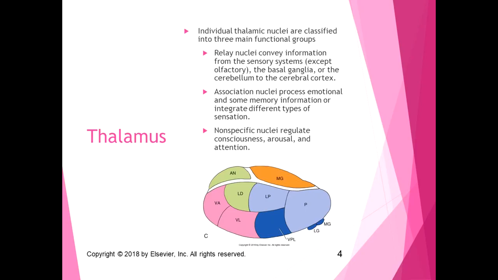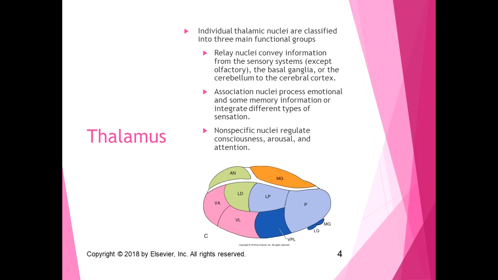So the thalamus itself, they're individual groups of thalamic nuclei. There's three different ones: relay, association, and nonspecific nuclei. You don't necessarily have to know that, but each one has specialized function. Like the relay nuclei convey information from the sensory systems, the basal ganglia, and the cerebellum to the cerebral cortex. So that's its executive assistant role, where it collects all that information, processes it, and then hands it over to the cerebral cortex for further action.